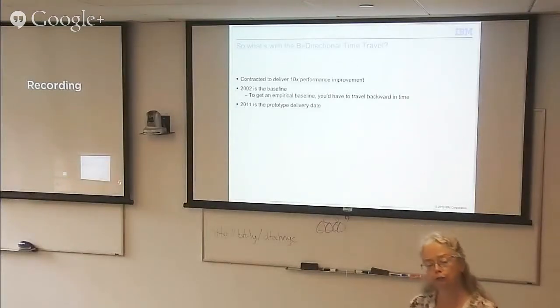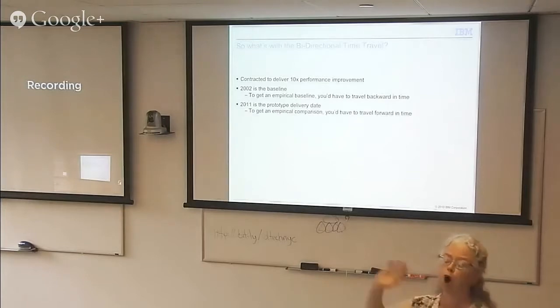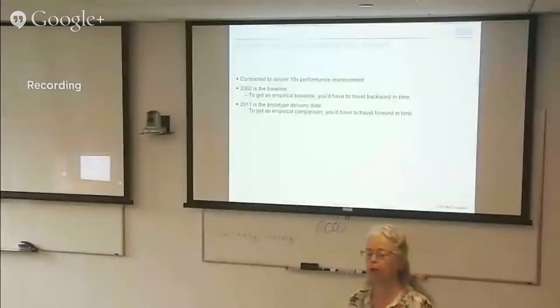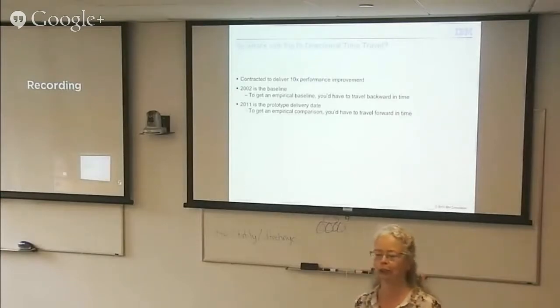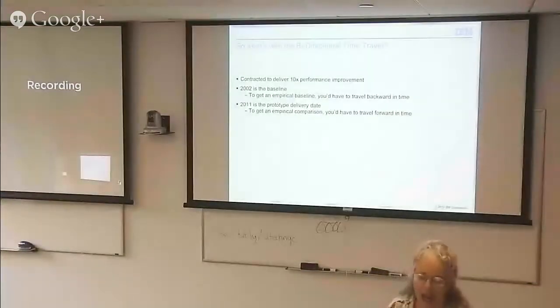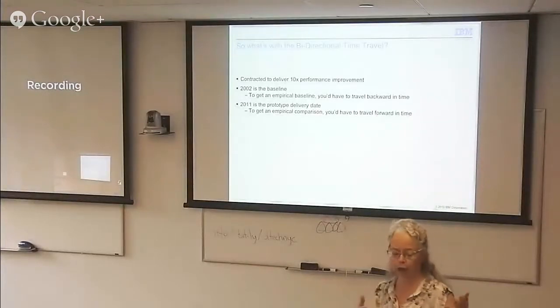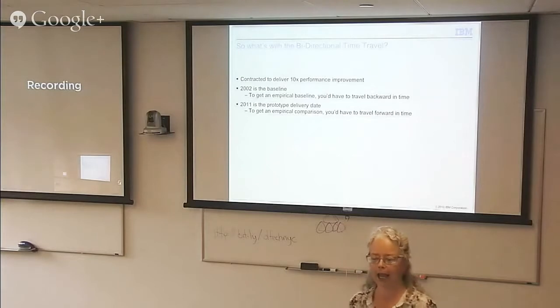Then the proof has to be delivered the day that the prototype is delivered. So you have to travel forward in time to get people who now know how to use the system and are skilled at it, so you can compare them to the baseline. So the guy who was in charge of the usability of this, John Richards, kept saying, you know, if we could really deliver bidirectional time travel, DARPA would give us a lot more money.